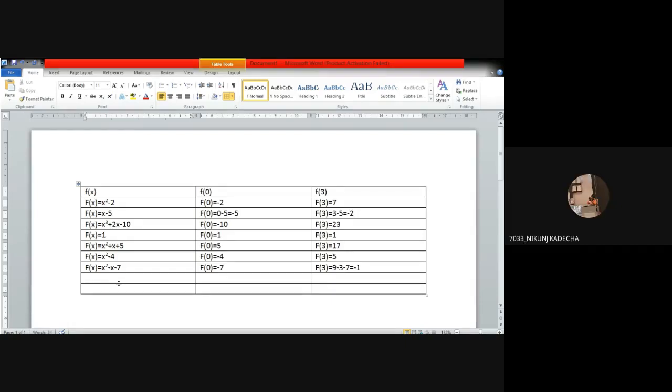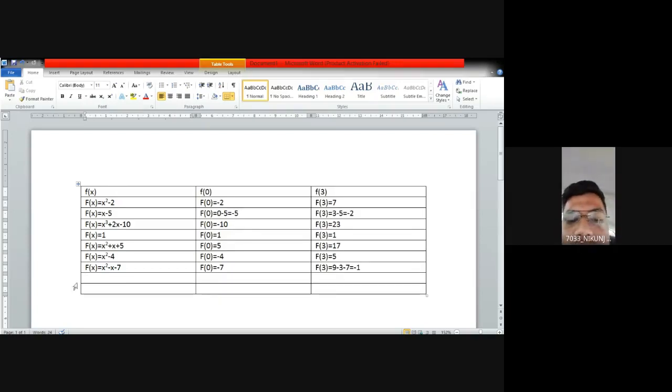Okay, Nikunj, give an example of a function, and f of 0 and f of 1. Yes, ma'am. On your camera first. Okay. Now give an example of a function. You are not visible, Nikunj. On your camera and then speak. Give the example.